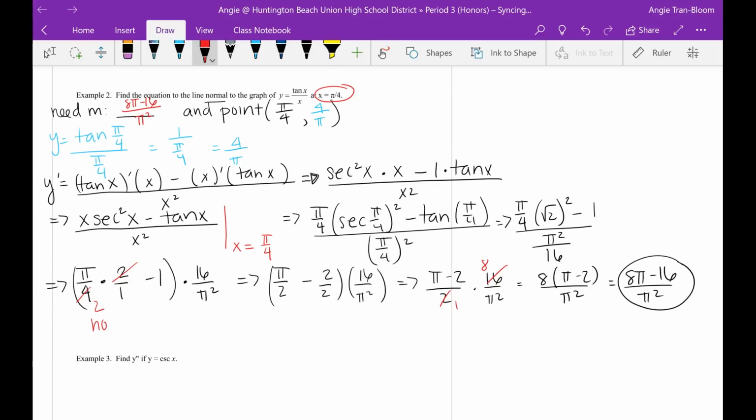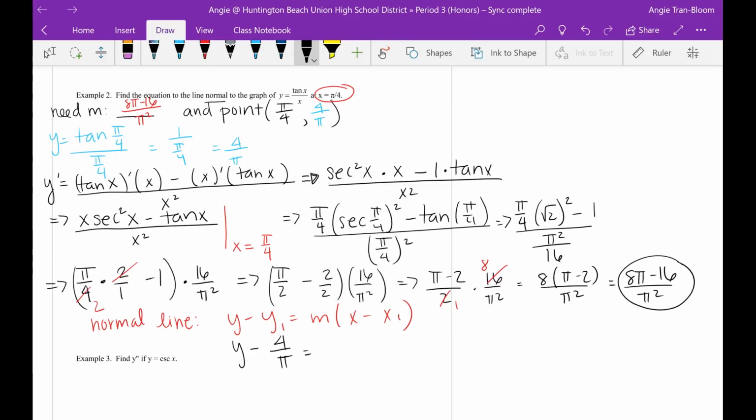Normal line is where I need to do y minus y1 equals m times x minus x1. So I got my y value, which is y minus 4 over pi. Now my slope, though, I need to do a reciprocal and opposite, right? So the reciprocal is going to be flipping it. Are you ready? It's pi squared over 8 pi minus 16. And then reciprocal is done, but I need to do its opposite. So negative, times x minus pi over 4.